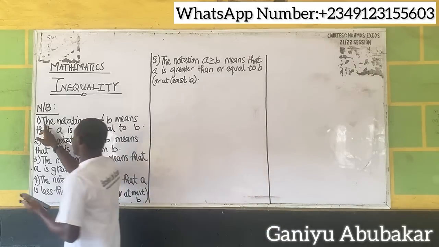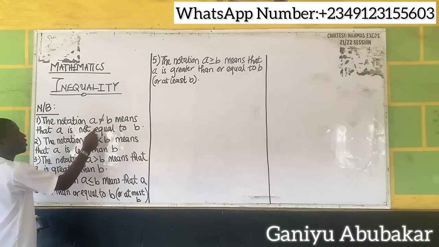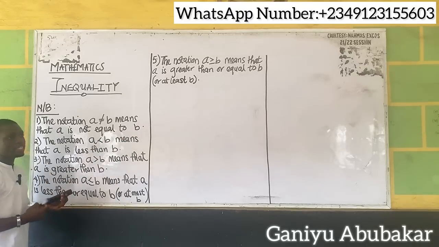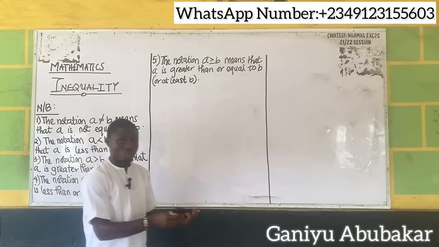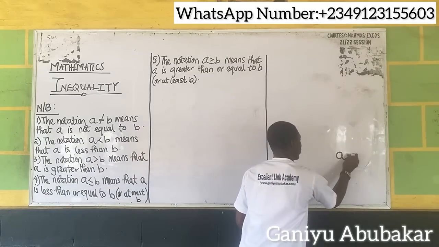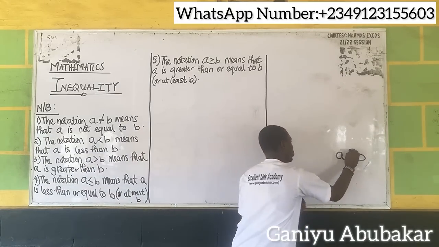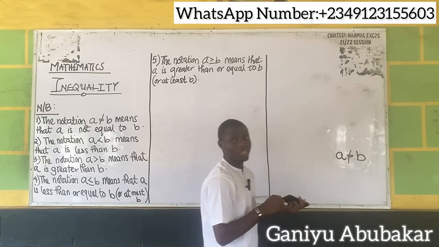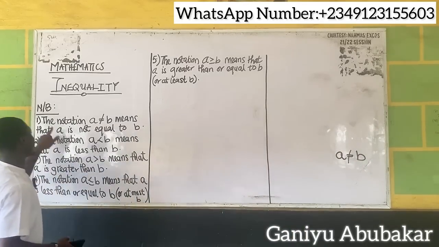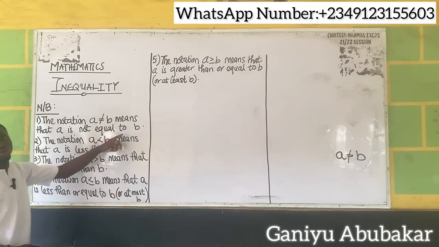The first one says the notation ≠ means, now listen, this is not actually an equal to. What we know from secondary school is that if I have A = B, when a line passes through it this way, this means A is not equal to B. That's the concept.